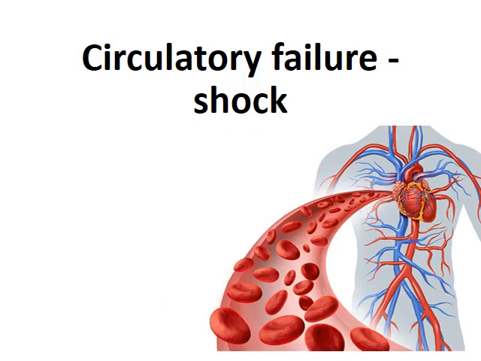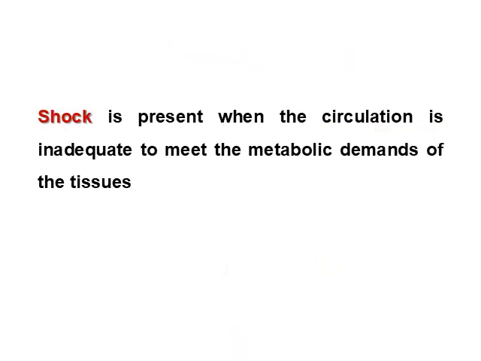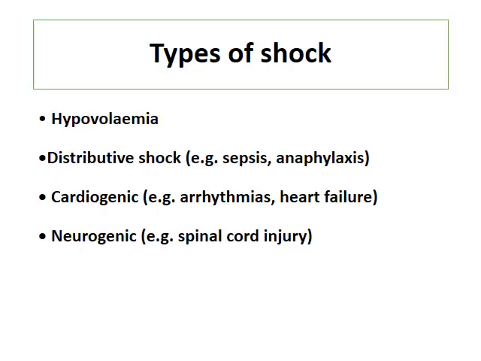The third topic today is circulatory failure or shock. Shock is present when circulation is inadequate to meet the metabolic demand of the tissue. This is a failure to deliver oxygen and nutrients to the tissue, and there will be tissue hypoxia. Types of shock: either hypovolemic shock, distributive shock, which is sepsis or anaphylaxis, cardiogenic shock, or neurogenic shock.